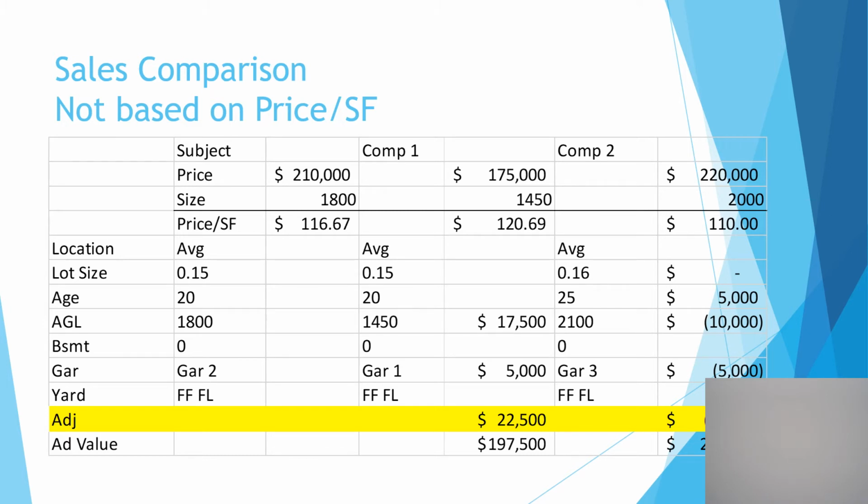$120.69 per square foot. As we look at the analysis, we find that even though this property is selling at a higher price per square foot, when the actual differences are analyzed, it reflects a lower value than the Comp 2, which is selling at $220,000 for 2,000 square feet, $110 a square foot, which, when the physical differences are analyzed, reflects a value of $210,000.